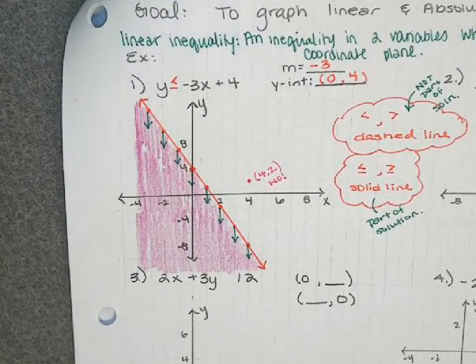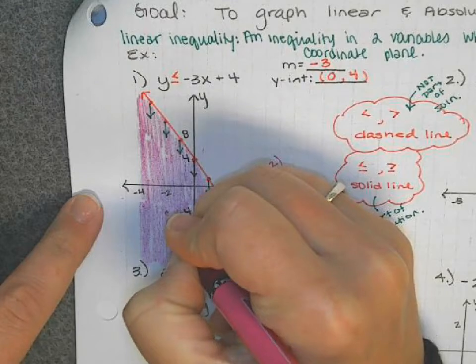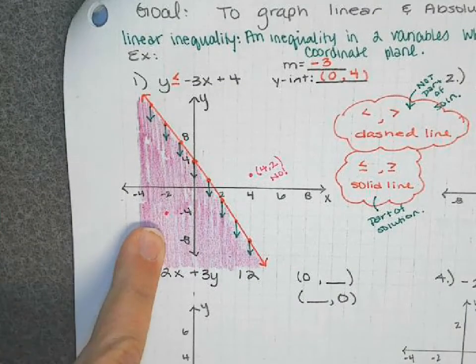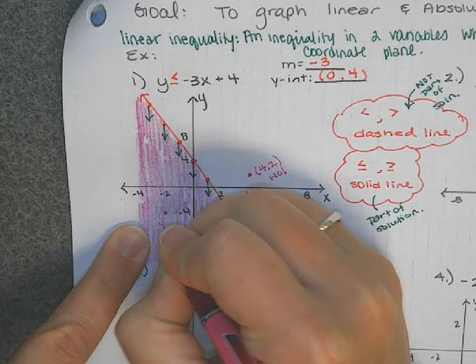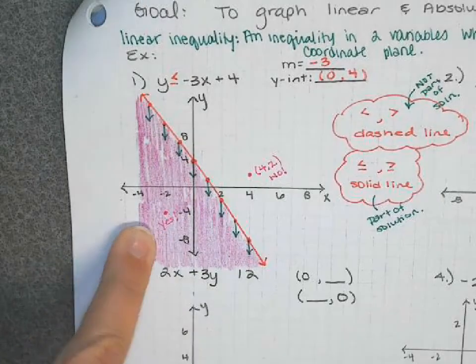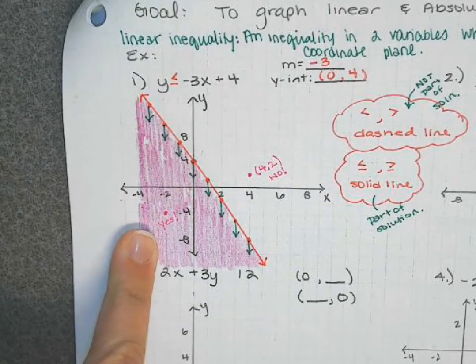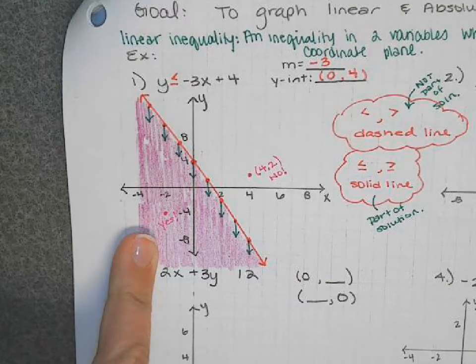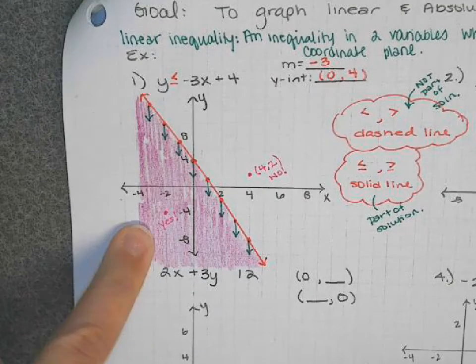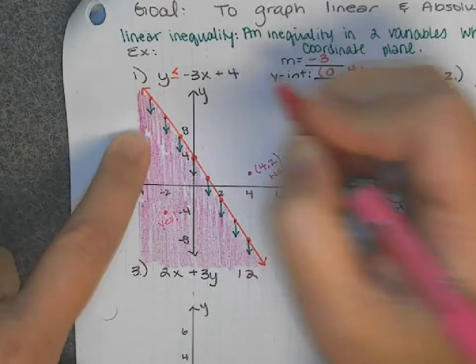Okay. Is (-2, -4) part of your solution? Yes. The shaded region is your solution. This is part of your solution. So if you're asked, is (-2, -4) part of your solution, you have to answer yes because it's part of the shading. Okay? How about (0, 4)? Is (0, 4) a solution?